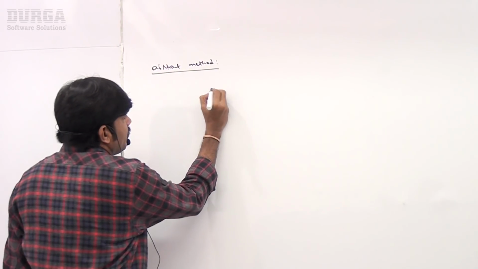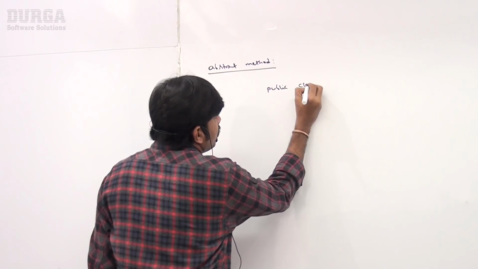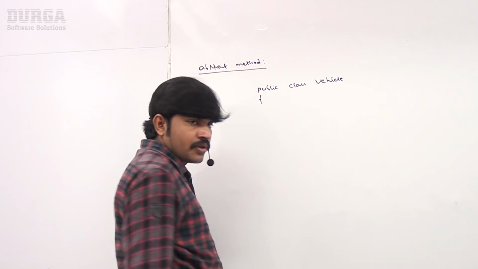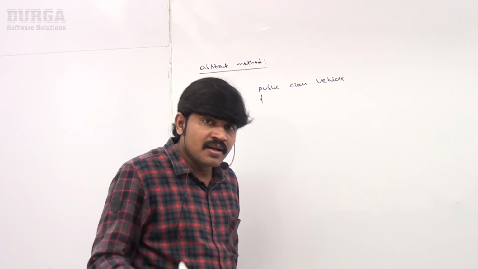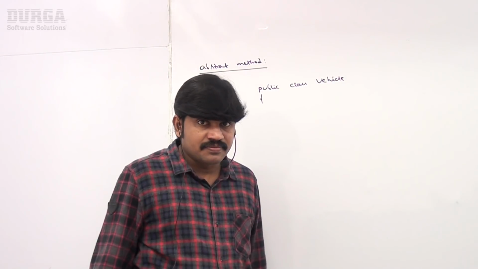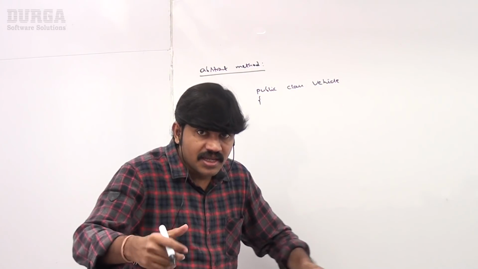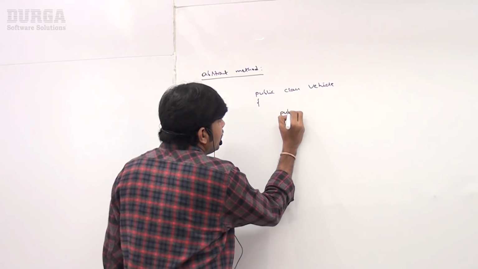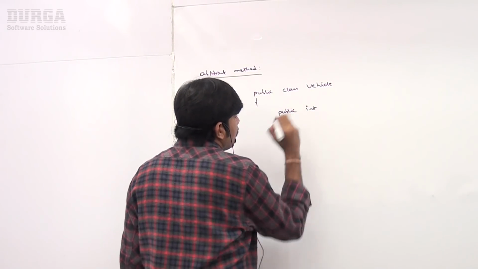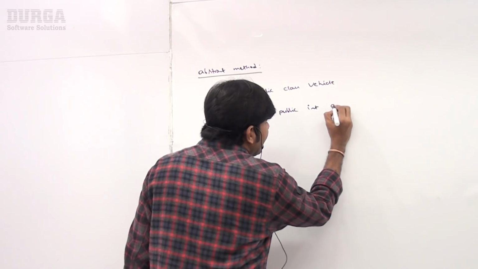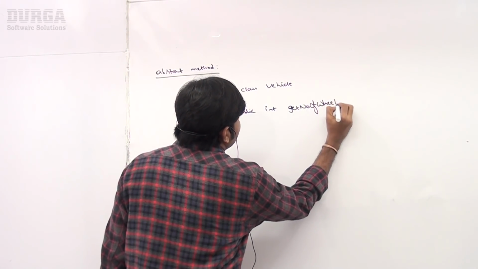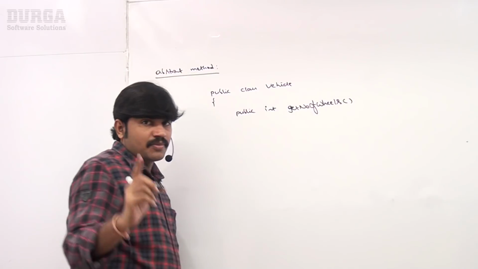Public class Vehicle, the Vehicle class is there. Every vehicle contains a number of wheels: 2-wheeler, 3-wheeler, 4-wheeler, like that. Public int getNumberOfWheels. Public int getNumberOfWheels.